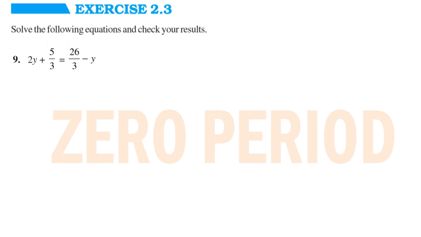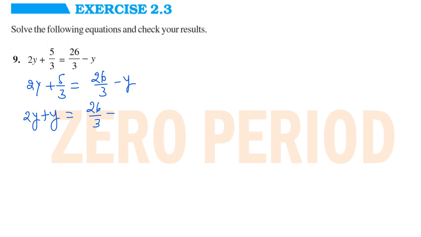Question number 9. Solve the following equation and check your result. 2y plus 5 by 3 is equal to 26 by 3 minus y. Put all y's together, 2 y's are there. Then 2y plus y is there, and 26 by 3 minus 5 by 3. This will be 3y and this is 3. 26 minus 5, the LCM is 3 because both denominators are the same.